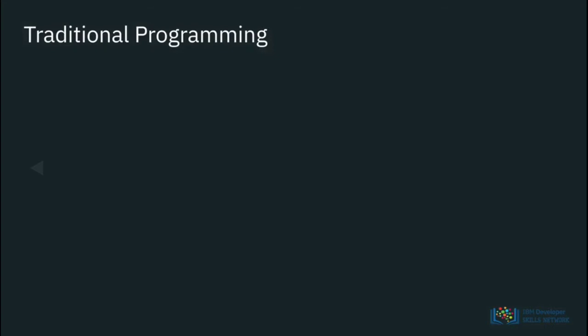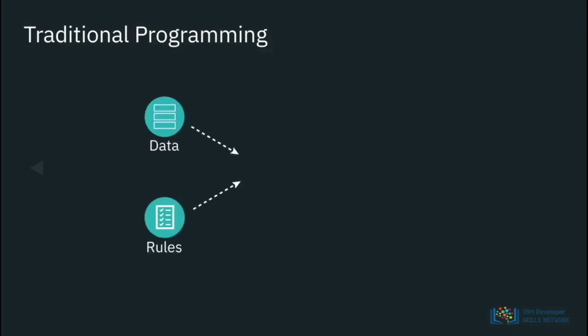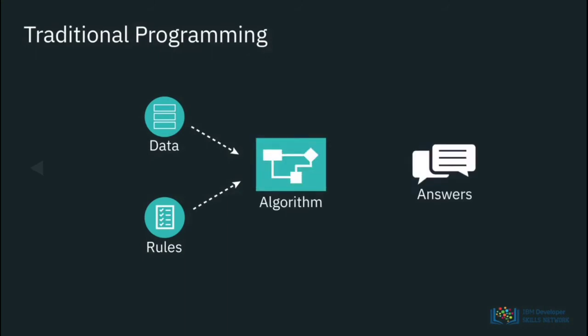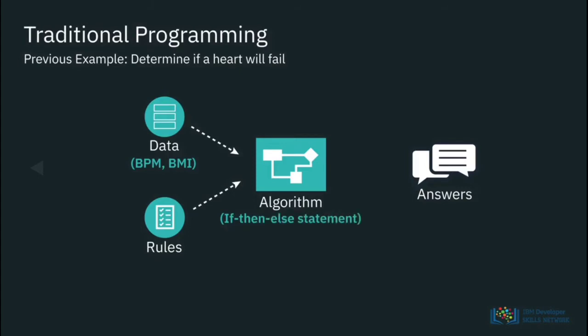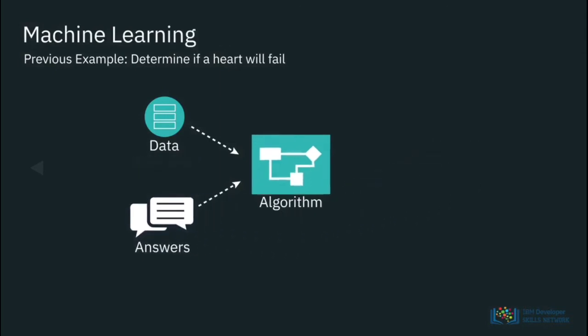An algorithm is a mathematical technique. With traditional programming, we take data and rules and use these to develop an algorithm that will give us an answer. In the previous example, if we were using a traditional algorithm, we would take the data, such as beats per minute and BMI, and use this data to create an algorithm that will determine whether the heart will fail or not. Essentially, it would be an if-then-else statement. When we submit inputs, we get answers based on what the algorithm we determined is, and this algorithm will not change. Machine learning, on the other hand, takes data and answers and creates the algorithm.